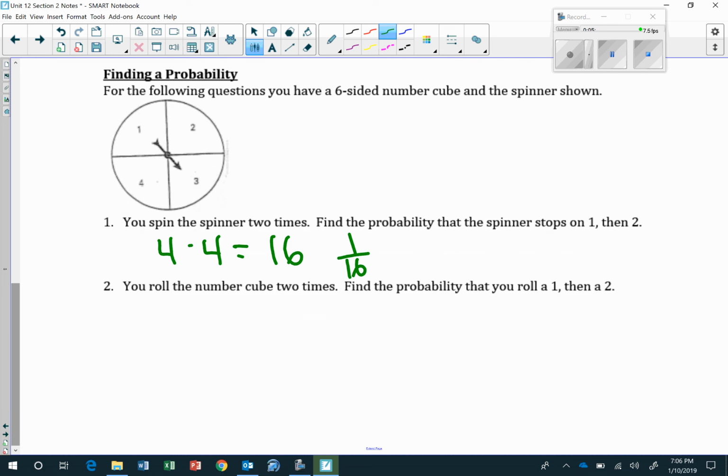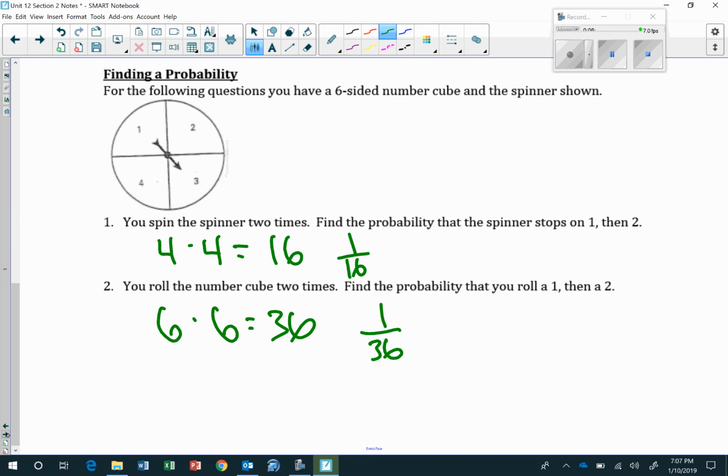For number 2, it says you roll the number cube 2 times. Find the probability that you roll a 1, then a 2. So the only difference here is when we roll the number cube, we have 6 possible choices the first time and 6 the second time. So 36 total choices. So then our probability would be 1 over 36.